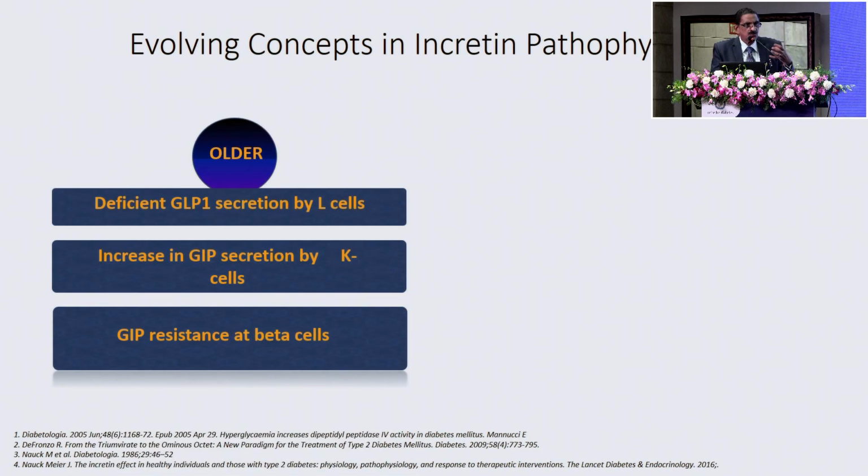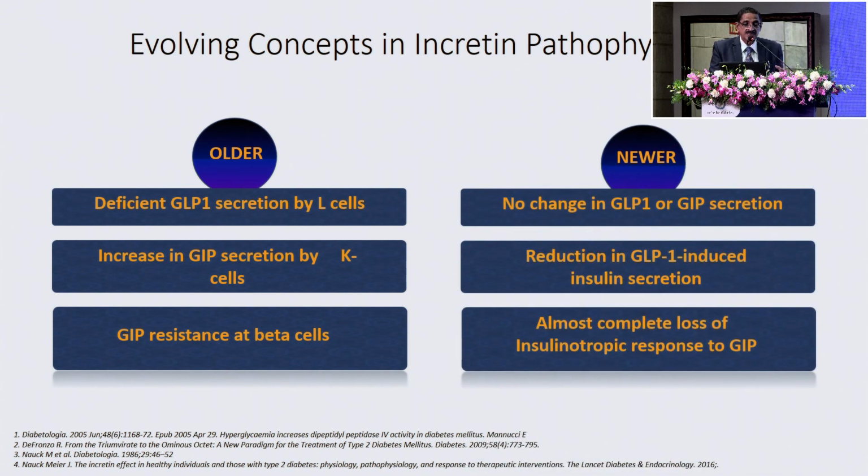And there are newer concepts about GLP and GIP. One is that we had an idea that there is a deficiency in GLP-1, which is secreted by the L cell, and there is an increase in GIP secretion by K cell, and also the GIP resistance at beta cell. The last concept is a little more improvised, and they have found out there is no change in GLP-1 or GIP secretion.